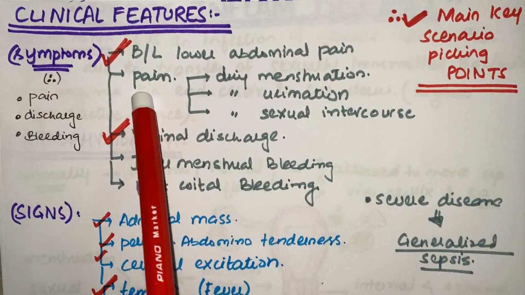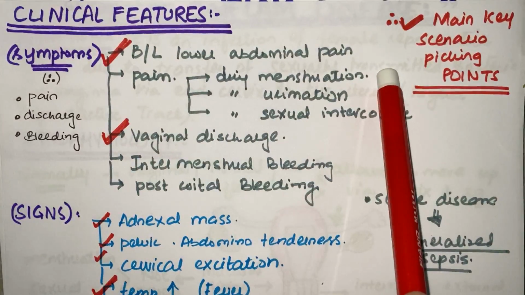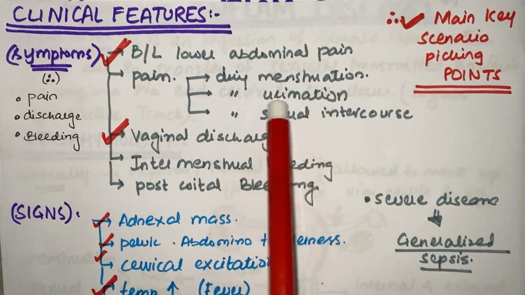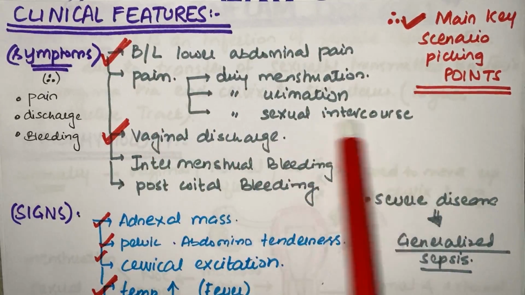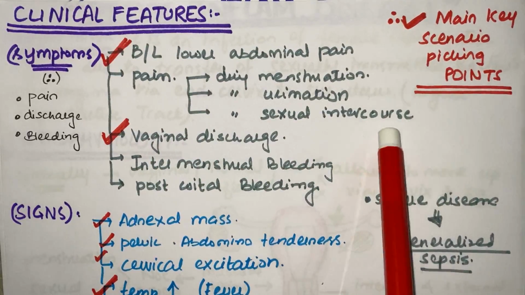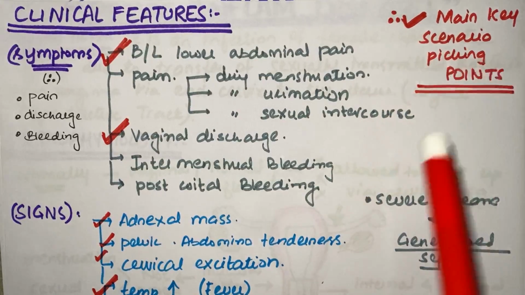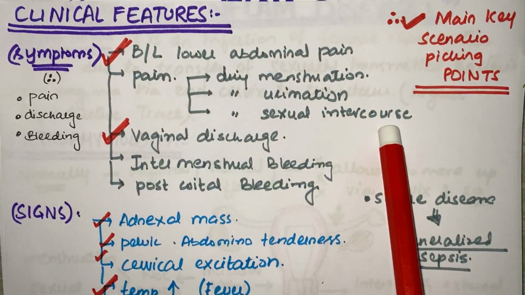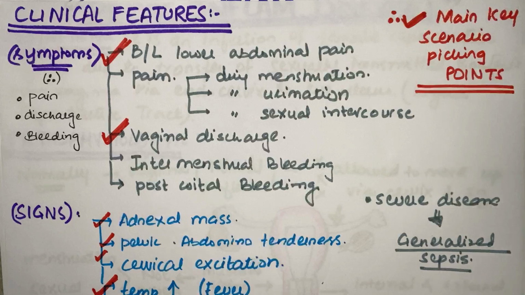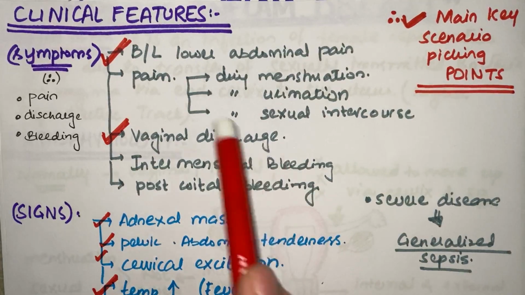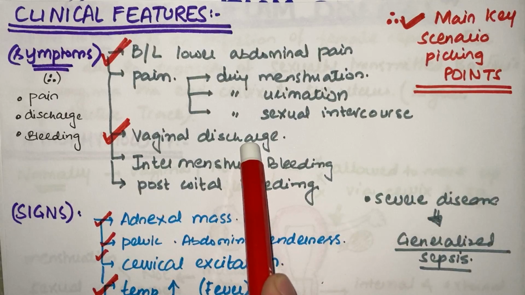Plus pain during urination is called dysuria, pain during sexual intercourse is called dyspareunia, and pain during menstruation is called dysmenorrhea. So these kinds of pains will be presented by the patient when she gives history to you. Moving on, there will be an abnormal vaginal discharge. These two are characteristic findings.